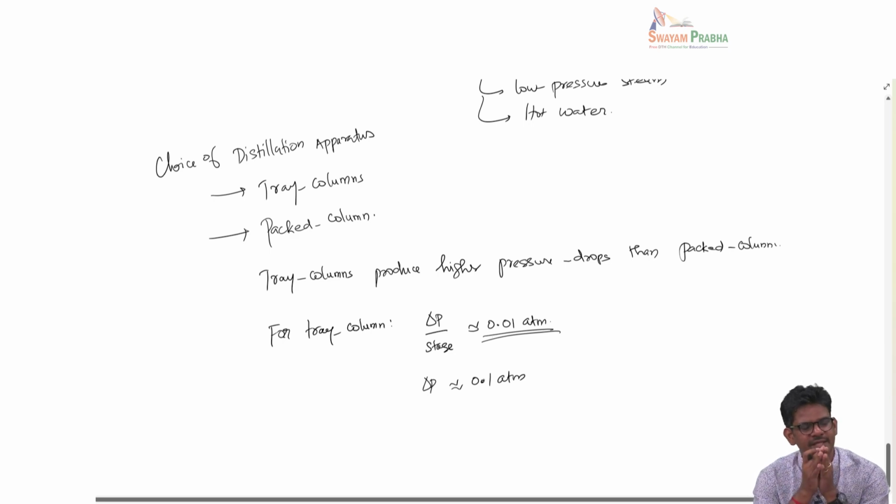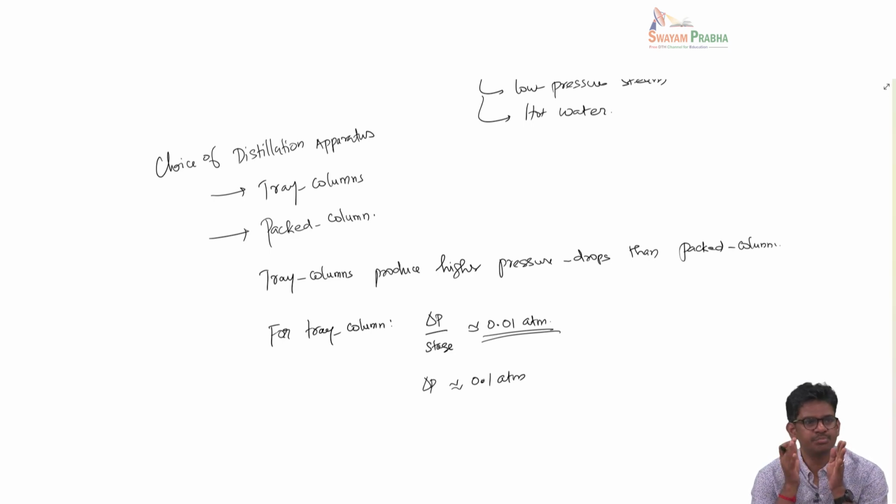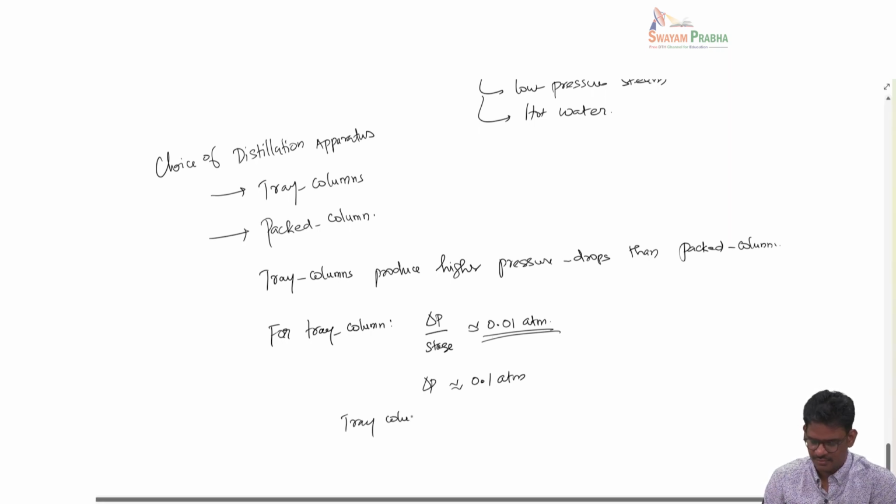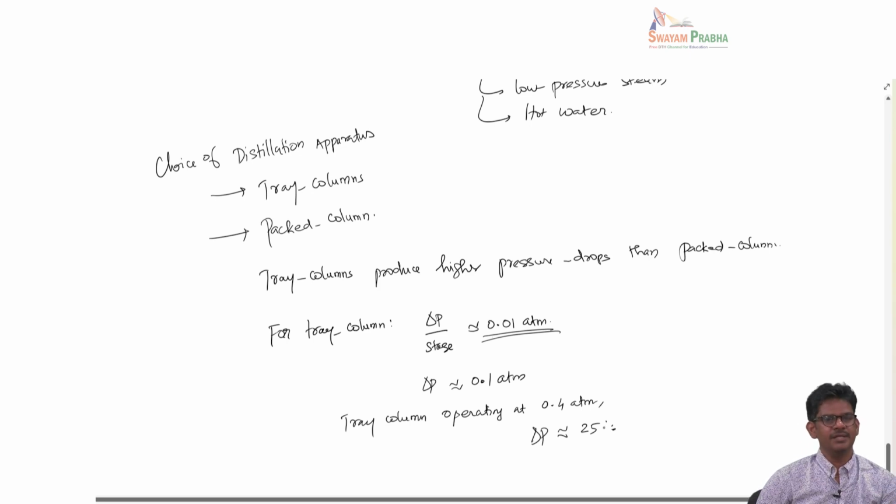Now I already told you that vacuum distillation operates below 0.4 atmosphere, 0.4 and below. 0.4 is more like the highest limit. So if you think about vacuum distillation operating at, let's say, even 0.4 atmosphere, a pressure drop of 0.1 atmosphere is quite a lot. Okay, this means the tray column operating at 0.4 atmosphere, then we are talking about delta P of the order of 25%. Okay, so 25% of pressure drop is something not physically feasible to operate.